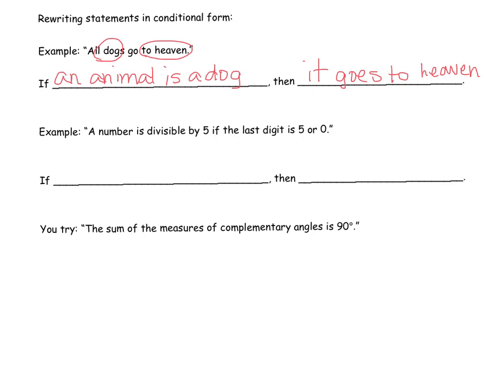We really want to be careful here that we're writing in coherent English. So it wouldn't make sense to say, if dog, then go to heaven. We really want to make sure that when we are rewriting statements in conditional form, that they make sense when we write them. So if an animal is a dog, then it goes to heaven.